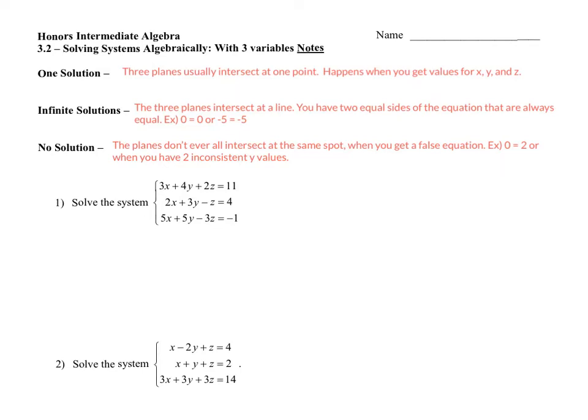No solution is when the planes don't ever all intersect at the same point, or when you get a false equation. For example, 0 equals 2. Or when you have two inconsistent y values, meaning that if I substitute a value in, I get one value for y, but if I substitute it into a different equation, I'm going to get a different value for y. So with that being said, we're going to start off by trying to solve this first system of equations.